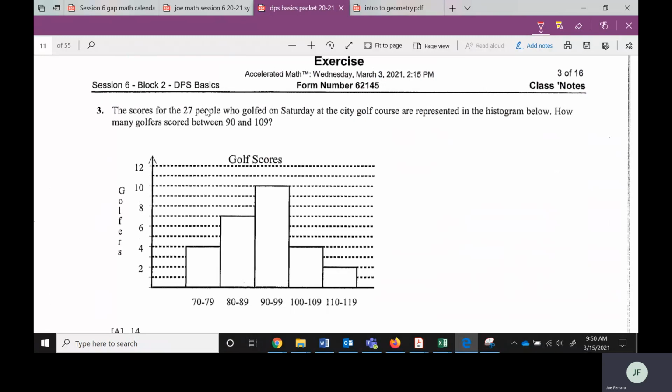So scores of 27 people golfing Saturday at the city golf course are represented. How many golfers scored between 90 and 109? So 90 to 99, 100 to 109. What you've got to do is take this box and this box. So you've got to go over, find out how many are in this one, find out how many are in this one, and add those two together and get your answer.